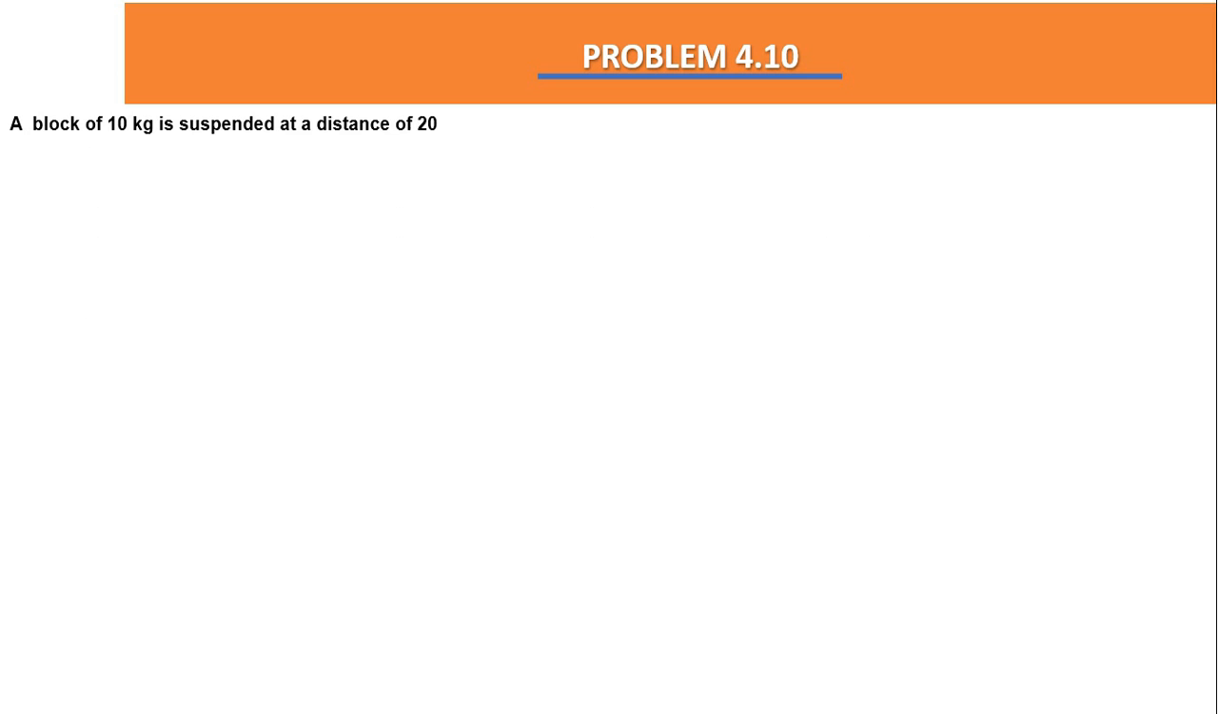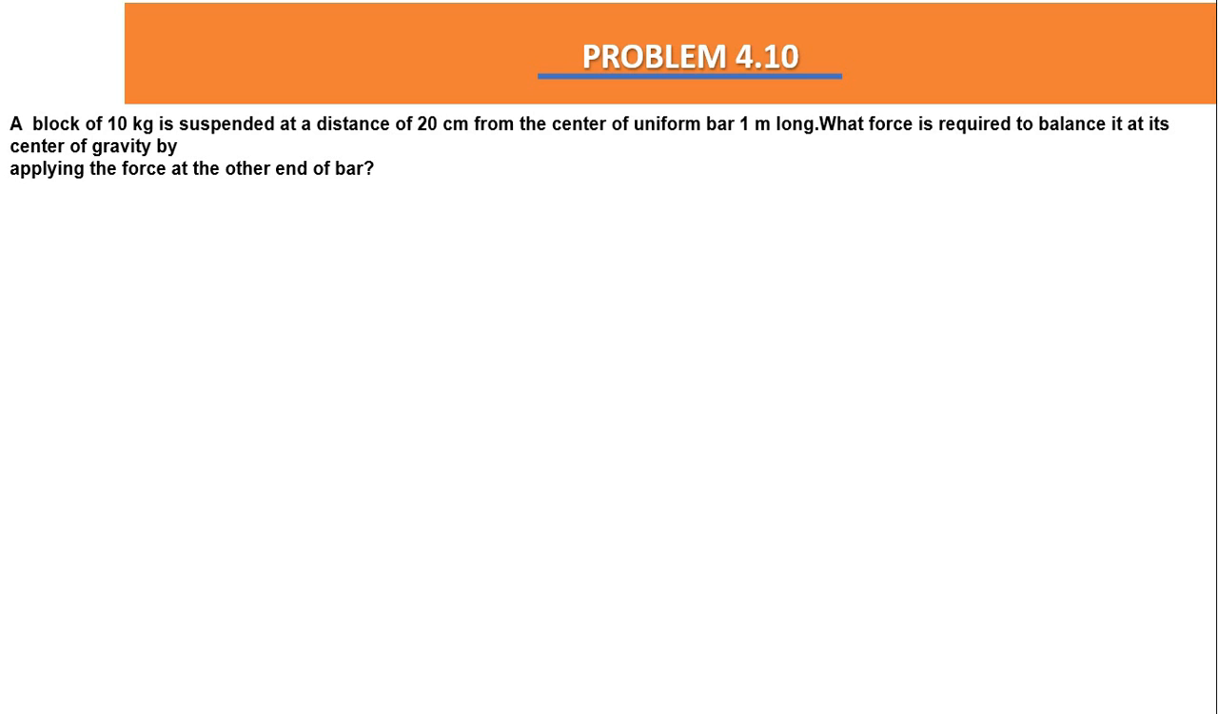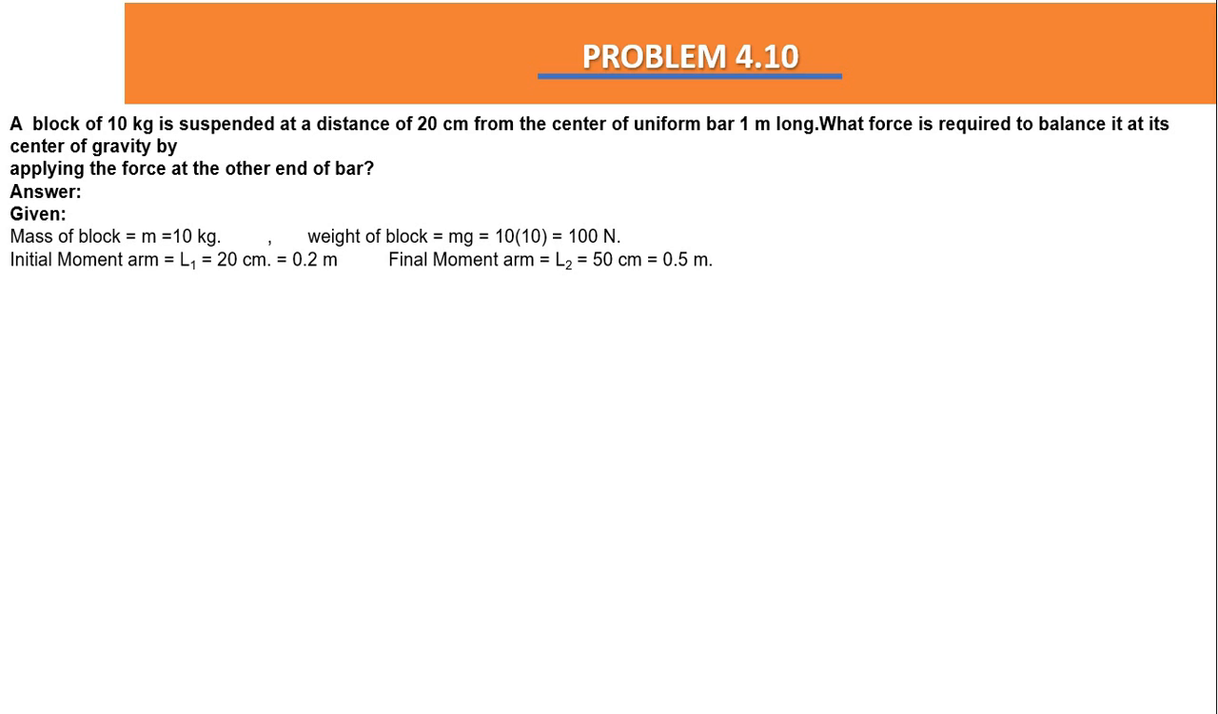Now problem 4.10. A block of 10 kg is suspended at a distance of 20 centimeter from the center of a uniform bar 1 meter long. What force is required to balance it at its center of gravity by applying the force at the other end of the bar? So given है हमें mass of block 10 kg और weight of block क्या होगा mg is equal to 100 Newton. Initial moment arm दिया हुआ है 0.2 मीटर और final moment arm हमें दिया हुआ है 50 सेंटीमीटर. To find final force F2 हमने find करनी है.